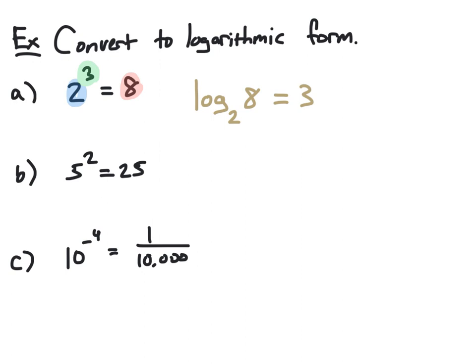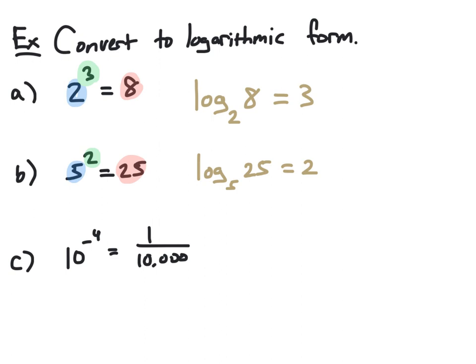In part B, we have 5 squared equals 25. We have a base of 5, an exponent of 2, and that is equal to the number 25. Converting to logarithmic form, we take the log base 5, the base of our exponential, evaluated at our value of 25, and that's going to equal the exponent of 2. So 5 squared equals 25 is equivalent to log base 5 of 25 equaling 2.